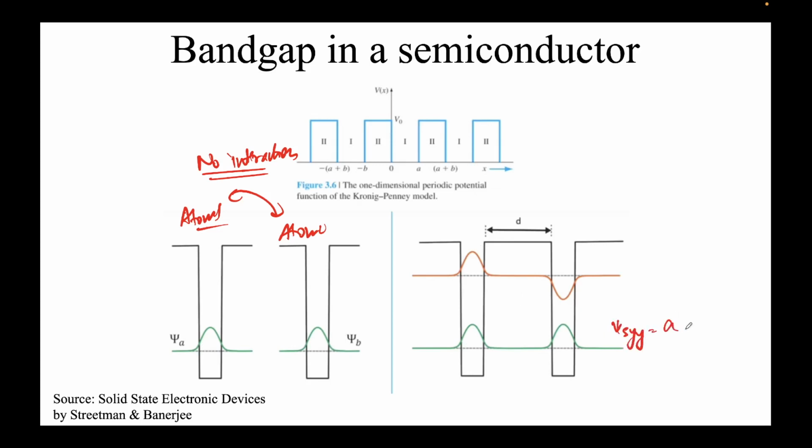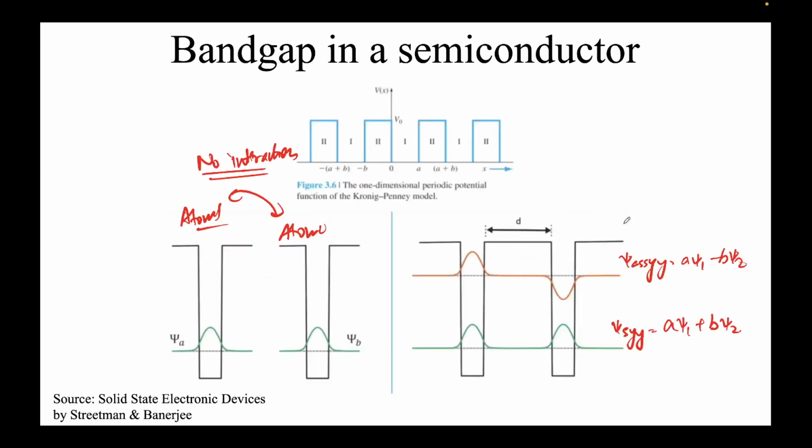This will be a psi 1 plus b psi 2, where a and b are some constants. This is psi asymmetric. This will be a psi 1 minus b psi 2. You can see the sign is flipped here. This happens when you solve the Schrodinger equation. You have to trust me on this. We'll come back to this. Now, what's the effect of this?